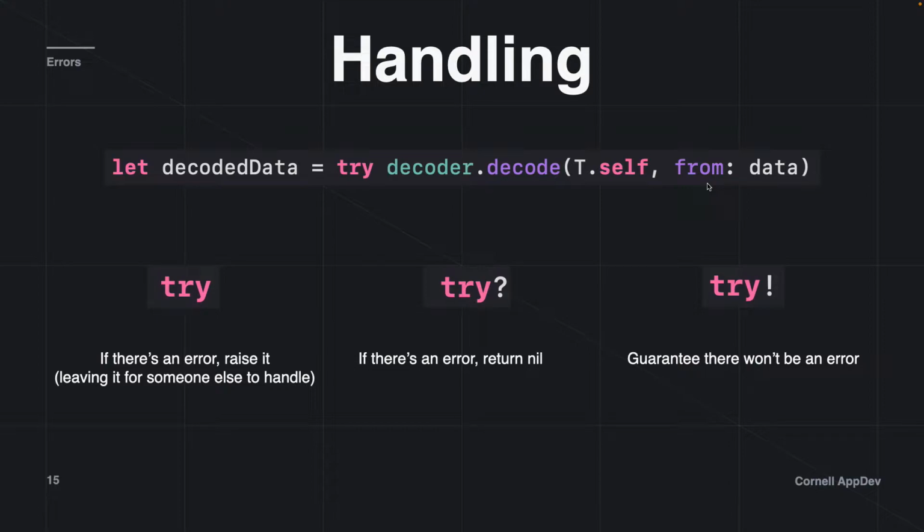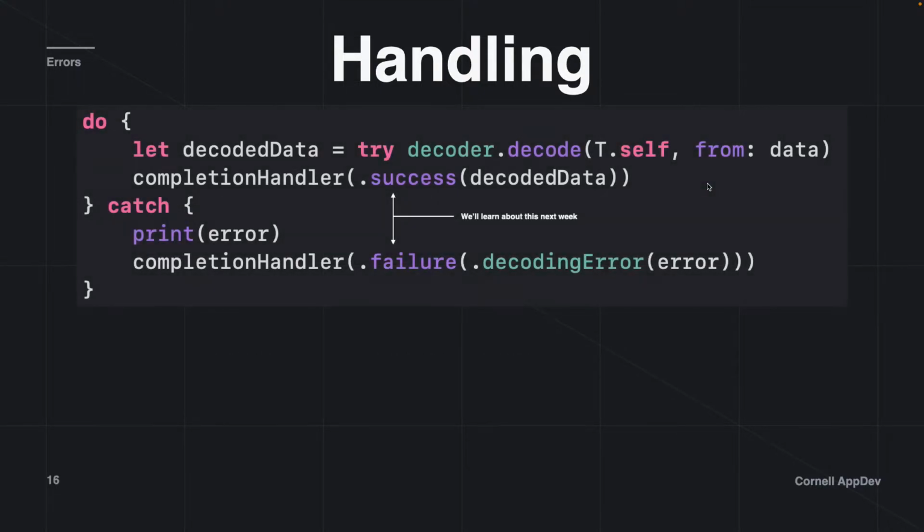Whereas try with a question mark is converting things to optional. So if there's an error, it will return nil. And if it's not, it will return whatever value was returned. And then just like optionals before, if you put an exclamation mark, you're saying, I guarantee this isn't going to give me an error. And if it does, you're free to crash. So the last way to handle it is with a do catch block.